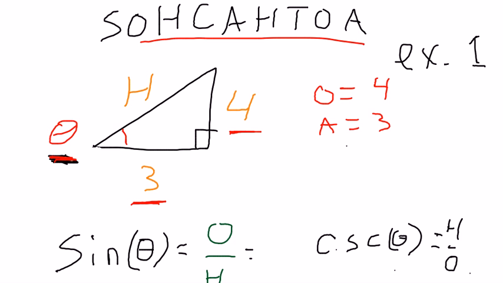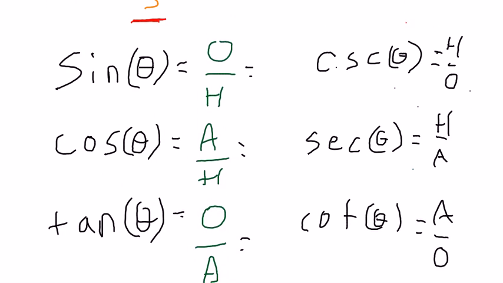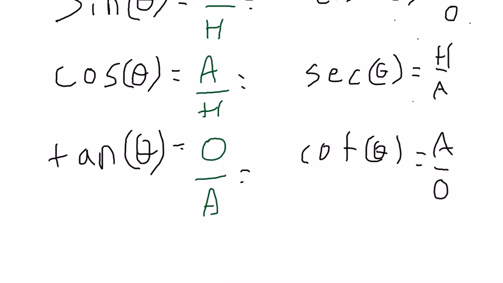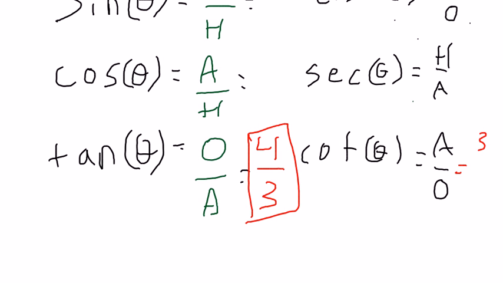So now we can fill out our tangent, because opposite is 4, adjacent is 3, and tangent is the ratio between the opposite side divided by the adjacent. So tangent would be 4/3. Similarly, cotangent also deals with opposite and adjacent, but it's going to be the reciprocal of tangent. So cotangent will be 3/4.